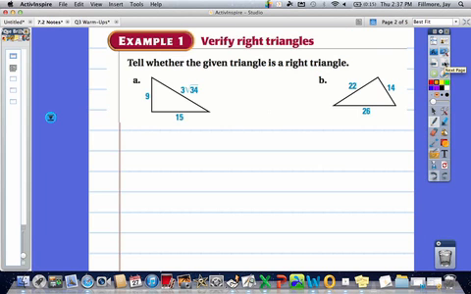Okay. Tell whether the given triangle is a right triangle. So for the first one, we have three side measures, and we'll use our Pythagorean theorem. If this is true, then it's a right triangle. If it's false, it's not a right triangle. We can't assume it's a right triangle because we don't know if this is 90 degrees or if these are perpendicular. We don't know that, so we need to use our Pythagorean theorem converse to test and see if it's a right triangle.